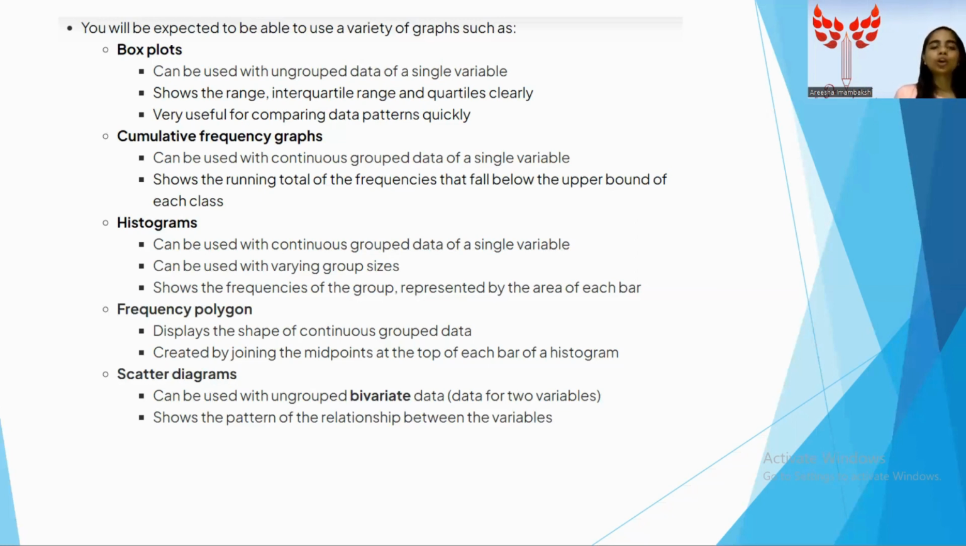Then the frequency polygon displays the shape of, again, continuous group data. You join the midpoints at the top of each bar of a histogram, right? We are going to discuss this with histograms only. And a scatter diagram can be used with ungrouped bivariate data, two variables, while all of the above are for one variable. It shows the relationship between the two variables. In this video, we will be discussing the cumulative frequency graph.